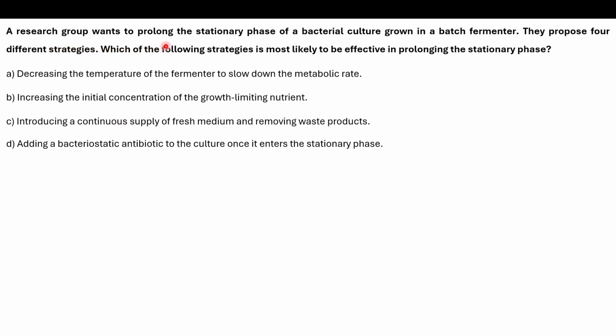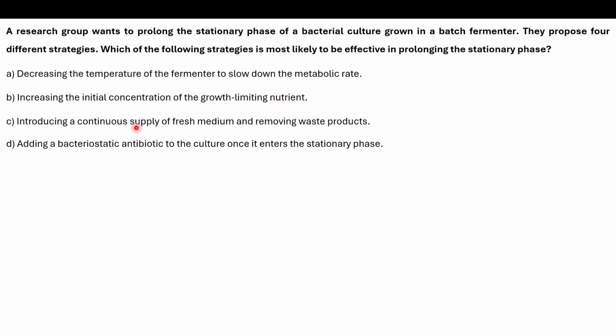A research group wants to prolong the stationary phase of a bacterial culture grown in a batch fermenter. So they propose four different strategies. Which of the following strategies is most likely to be effective in prolonging the stationary phase? Would decreasing the temperature of the fermenter to slow down the metabolic rate help, or increasing the initial concentration of the growth limiting nutrient help?